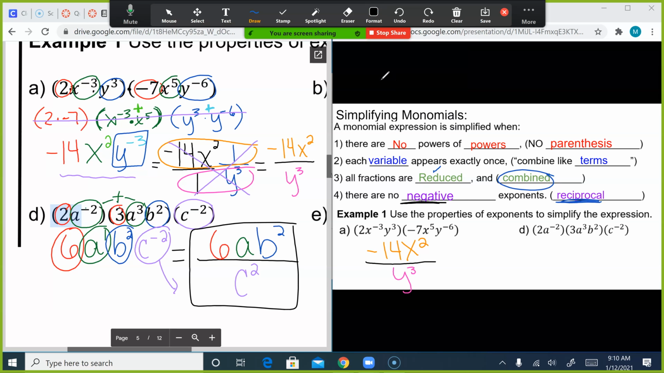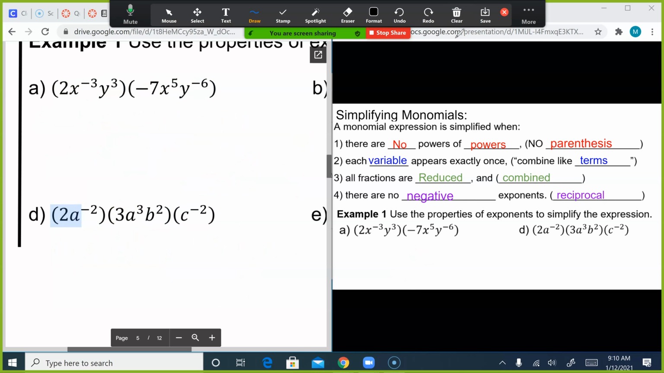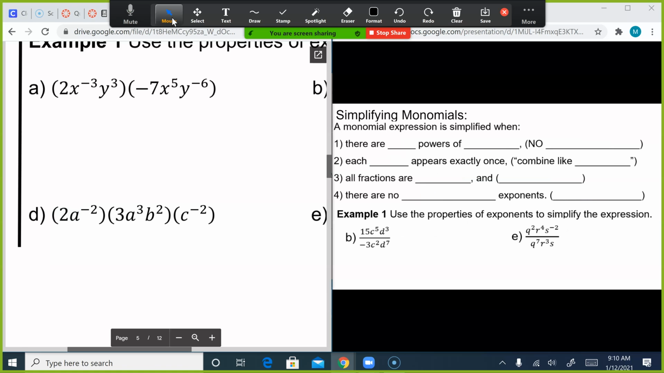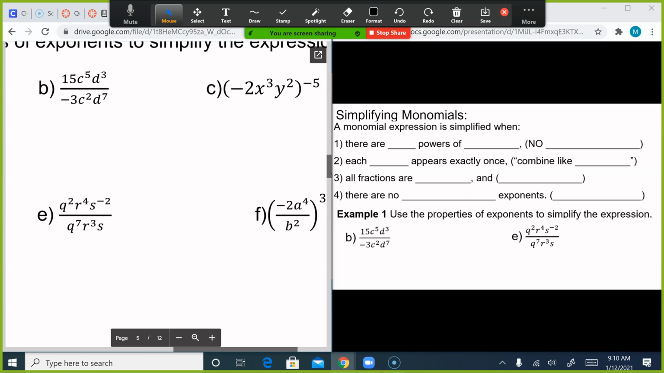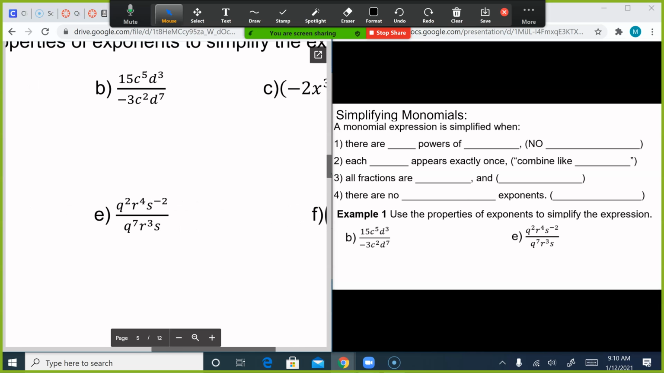So again, the combining like terms part and the reciprocal part you don't have to do, but make sure that at the end, you at least put them in the top and the bottom where they're supposed to go. So you're just really looking at the exponents. Okay, so that is the product property where we're adding the exponents. And now we go to the quotient property where we're dividing these things.